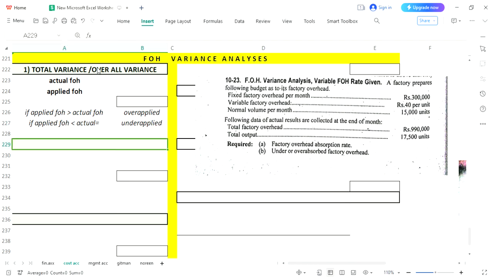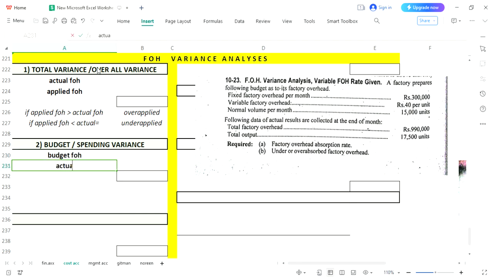Then you will calculate your second variance, which is the budget or spending variance. It is a relationship between budget and actual. So you will write your budget FH and then you will put your actual FH. Here you will calculate the variance by taking the difference of budget and actual. Then there would be the time to conclude, and we will be focusing upon actual.